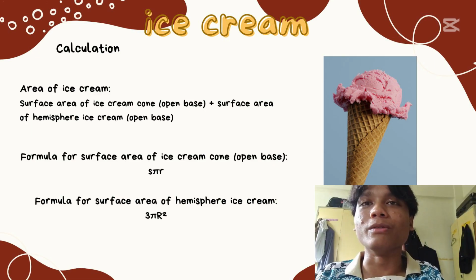Hello everyone, today we are going to calculate the total surface area of an ice cream cone that consists of two parts. The first part is the cone, with an open base, and the second is the hemisphere, the top part of the ice cream.